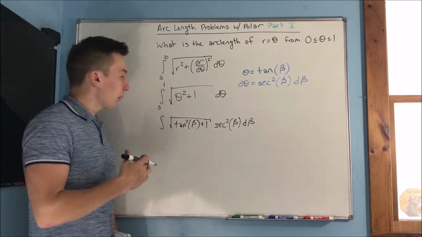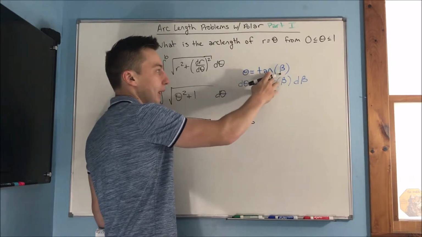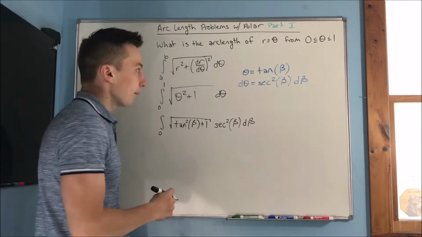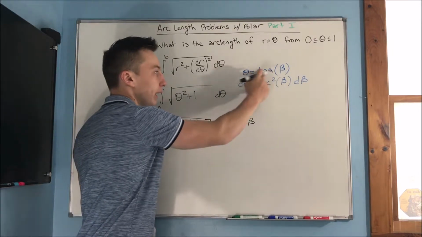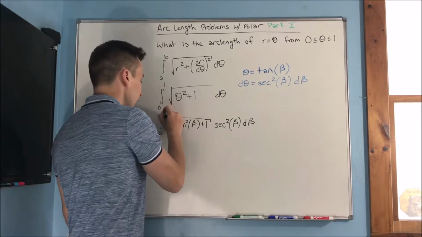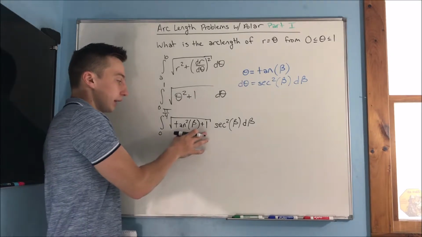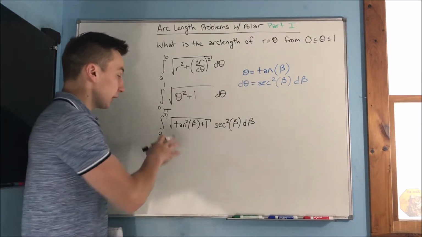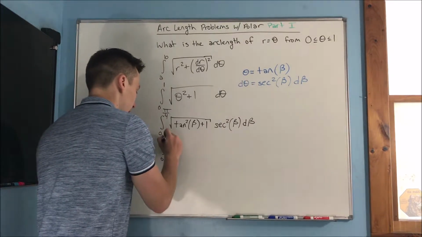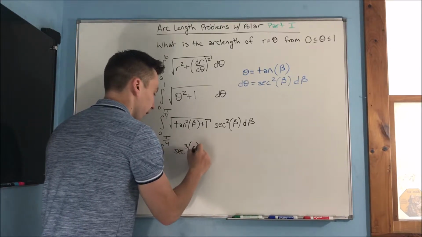All right, well, what's going to be our bounds? Well, if we have a 0 here, okay, well, that means that there must have been a 0 here. Tangent of 0 is 0. So we'll have a 0 as our lower bound. Now, tangent of what is going to give us 1? That's going to be pi over 4. All right, so now we have our integral. We know that tangent squared plus 1, that's secant squared. Take the square root of that, that's secant. So we're going to end up with the integral from 0 to pi over 4 of secant cubed beta d beta.